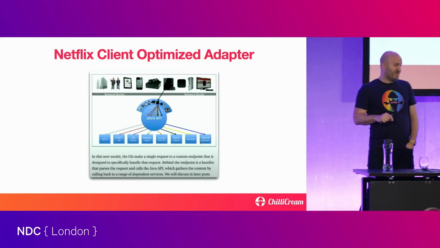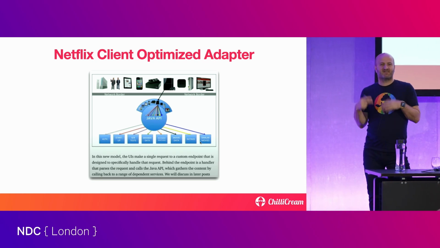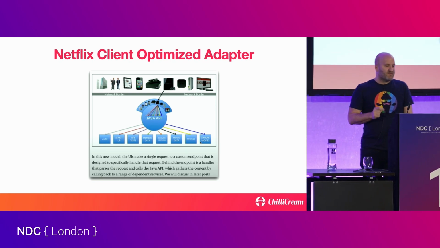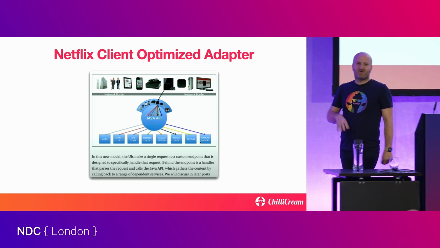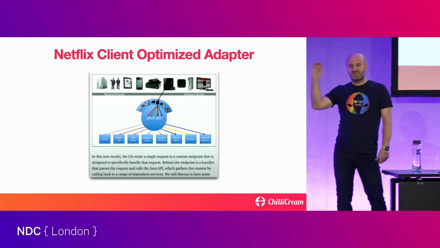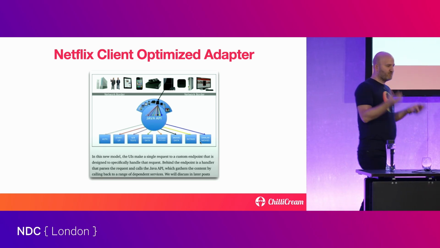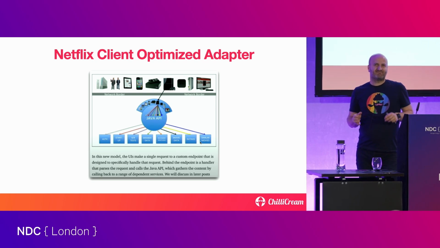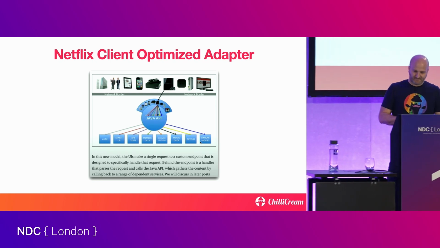At that time, Facebook was not alone. Actually, there were a couple of companies like Netflix who invested in solutions for this very problem because they had applications running on game consoles, on mobile applications, on desktop applications. So they were trying to solve that also in their way. They called that the Netflix client-optimized adapter, which was kind of what GraphQL was aiming at.